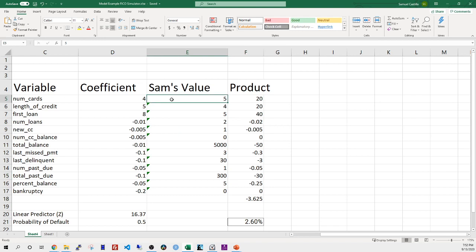And then I go through and I answer the questions. By doing this, I just fill in my values. So let's say I had 5 credit cards. I would put in a value of 5. My length of credit was 4 years, and so forth.